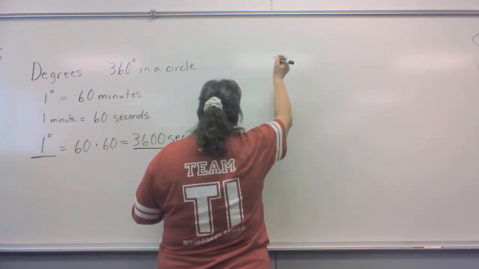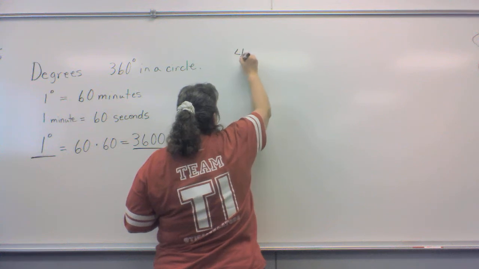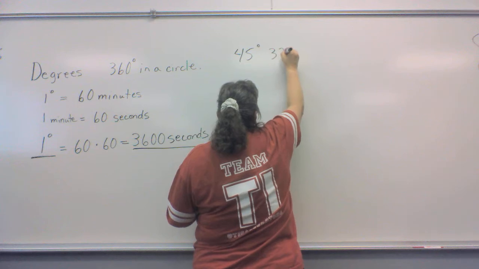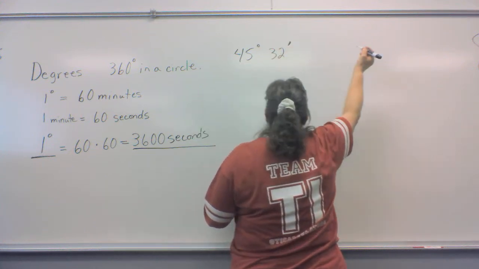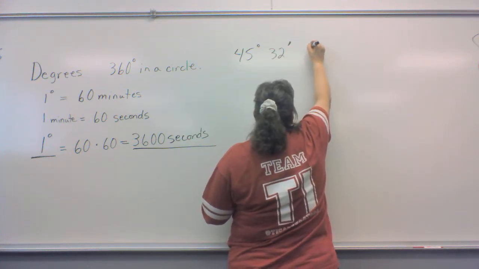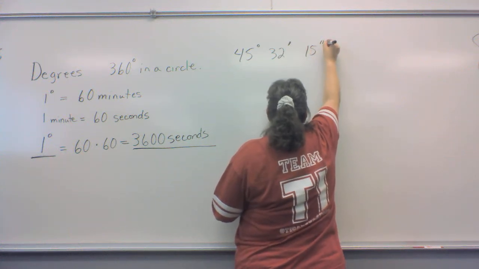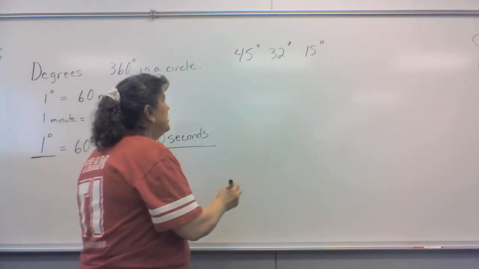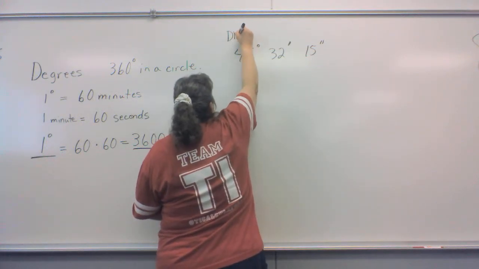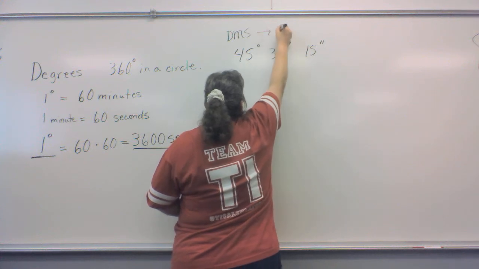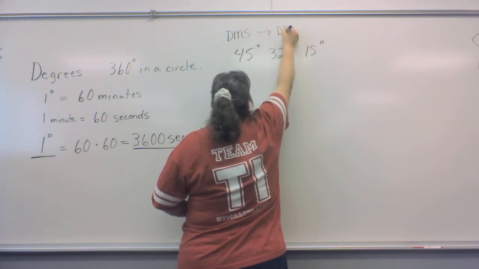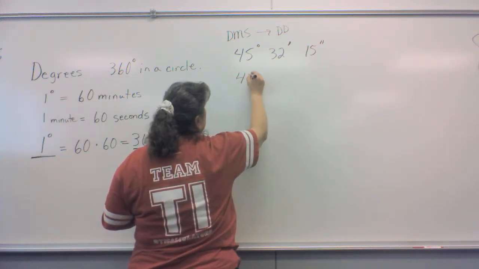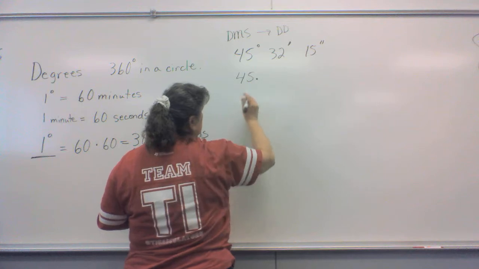Okay, so let's start with, how about 45 degrees, 32 minutes, and how about 15 seconds? Well, our 45 isn't going to change because we're going from degree, minute, second to the decimal degree. So our 45 will be the same. So it's going to be 45 point.